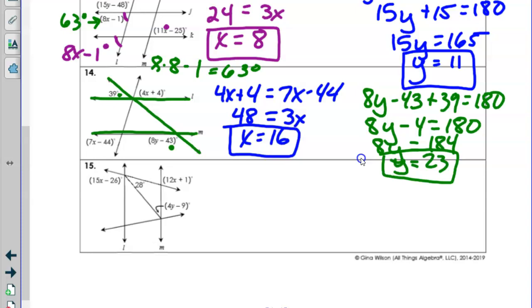Alright, everybody stop talking. Number 15. We still have L and N as our parallel lines. Where should I start on this one? X. So if I'm starting with x, I'm going to use this transversal, right? Alternate interior. They're congruent, but they're alternate exterior. So they're alternate exteriors, we're going to set them equal. So 15x minus 26 equals 12x plus 1.